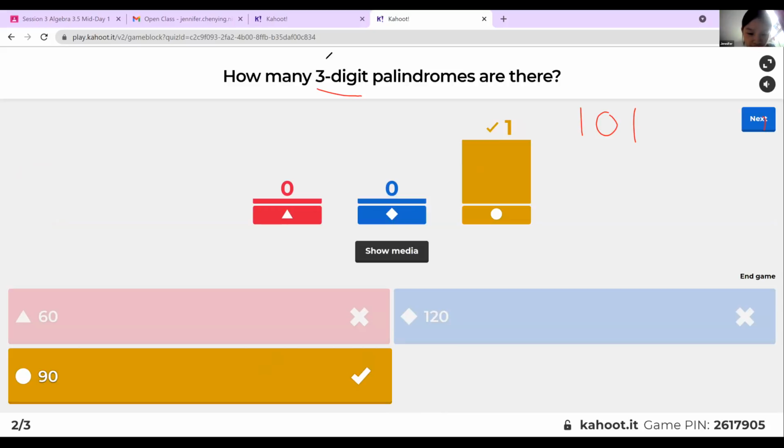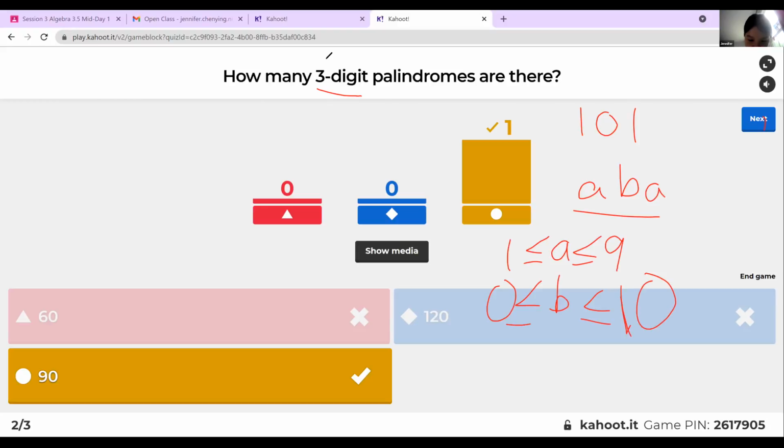So it's of the form ABA. And the leading term can't be 0, so it has to be between 1 and 9. While B is between 0 and 10 as integers. So then, as you can see, there are 9 ways to choose A and 10 ways to choose B to make such palindromes, because then if you choose the first 2 digits, last is also chosen as A.